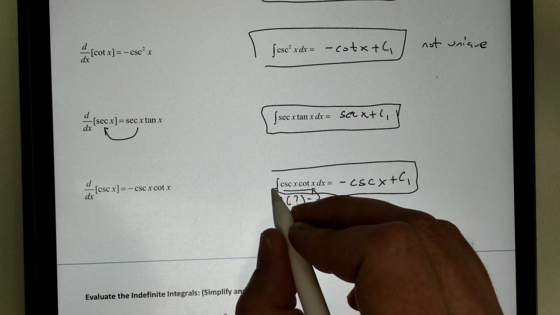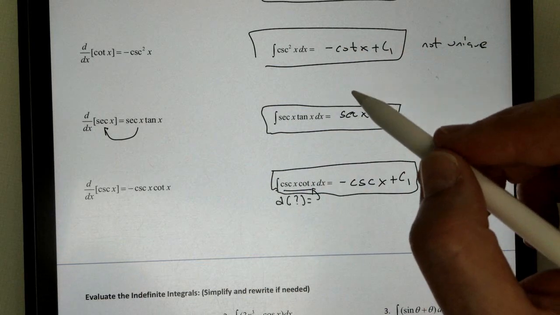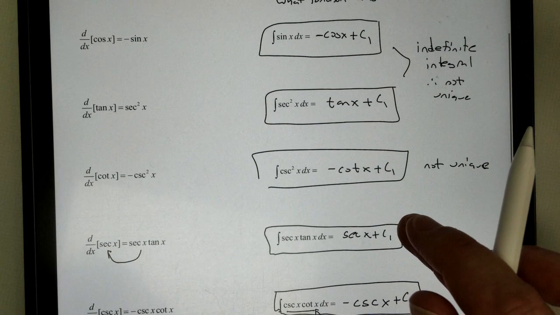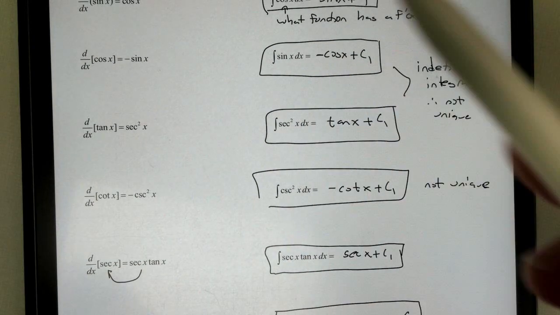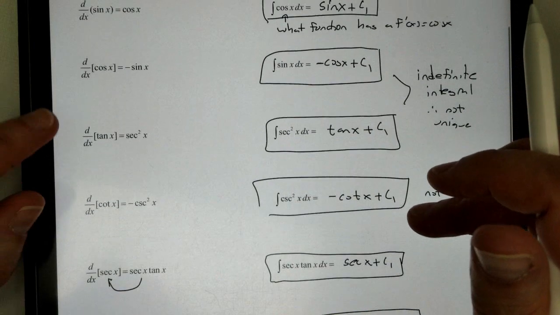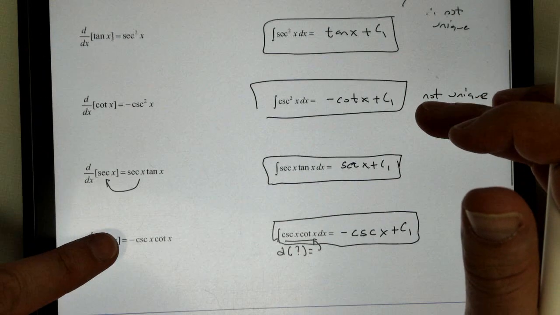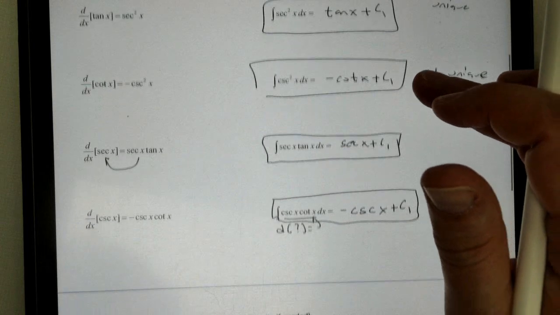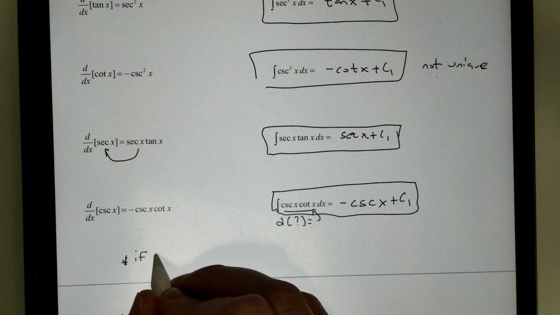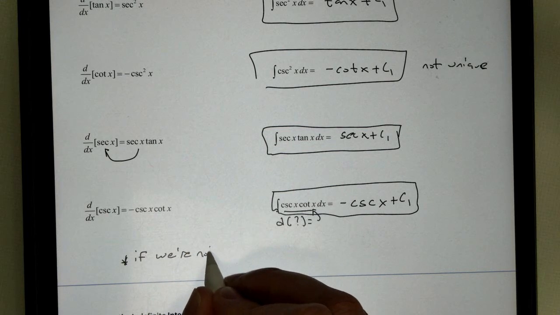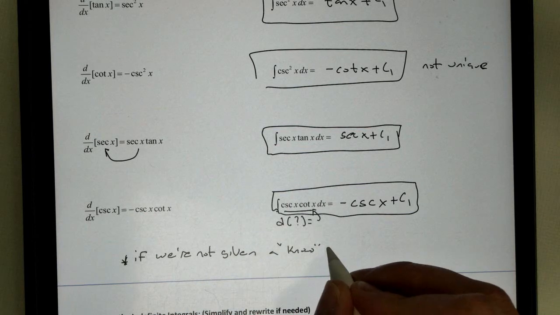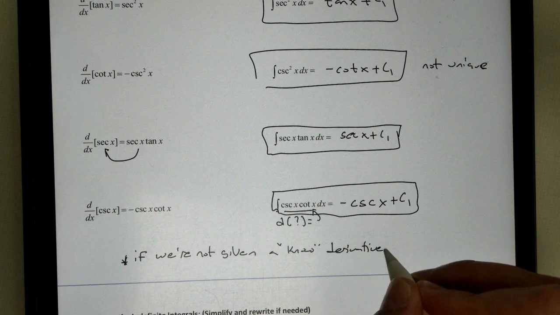Now, how do I remember these? Well, one hint is, remember, co's always go negative. Cosecant, cotangent, negative. Cosecant, negative. And cosine. See, co is negative. But I don't remember all these rules. I just remember all the derivatives. So if I know all these derivatives, I know I got the answer. I can just work it backwards. Now, here's the hint. If we're not given a known derivative, we can't solve yet.